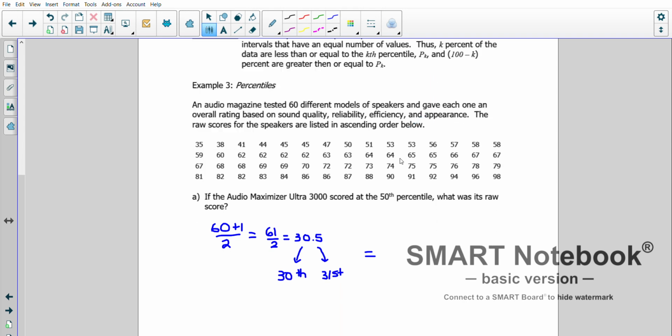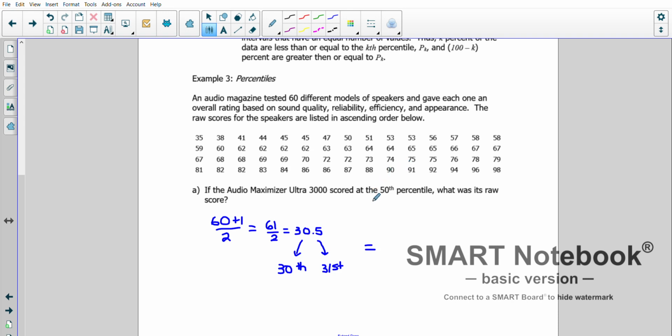So let's look at an example here. The audio magazine tested 60 different models of speakers. Each was given an overall rating based on sound quality, etc. Here's the raw score, so there are 60 data points. If the Audio Maximizer Ultra 3000 scored at the 50th percentile, what is the raw score? We're trying to find the 50th percentile, and because it's the 50th, as I just alluded to above, that's going to be the median of this data. So we're going to find the median.